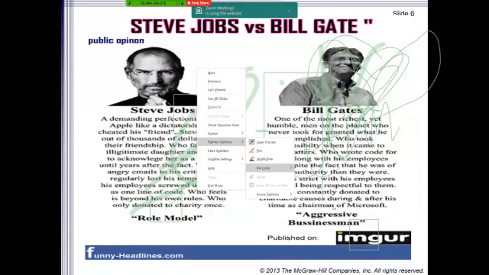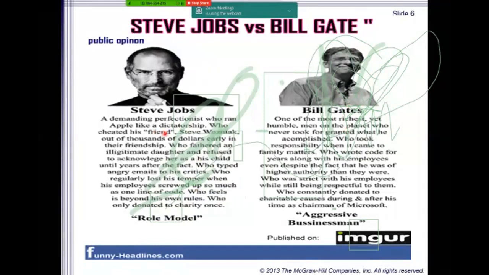Let's take a look. Steve Jobs, a demanding perfectionist who ran Apple like a dictatorship, who cheated his friend Steve Wozniak out of thousands of dollars early in their friendship, who fathered an illegitimate daughter and refused to acknowledge her as his child until years after the fact. So, read it on your own. Basically, Steve Jobs is considered to be a role model. How about Bill Gates? One of the richest yet humble men on the planet, who never took for granted what he accomplished, who took responsibility when it came to family matters, who wrote code for years along with the employees, and so on. And then he's labeled as an aggressive businessman.